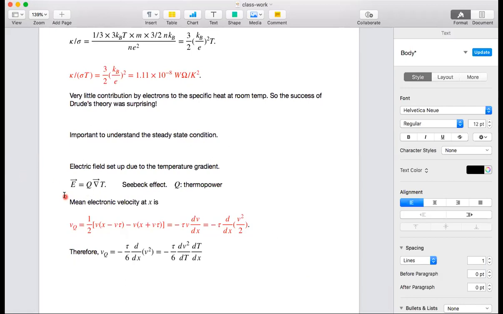So we'll have an electric field which is, again, we assume, proportional to the temperature gradient. And the proportionality constant Q is called the thermopower of the metal. Now generally this area of thermoelectricity is a very important and very active area of research right now.